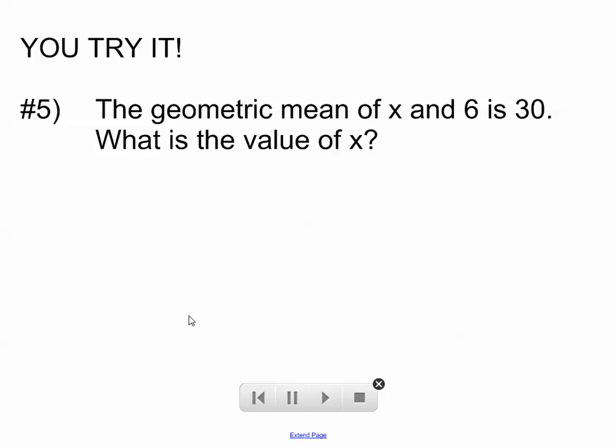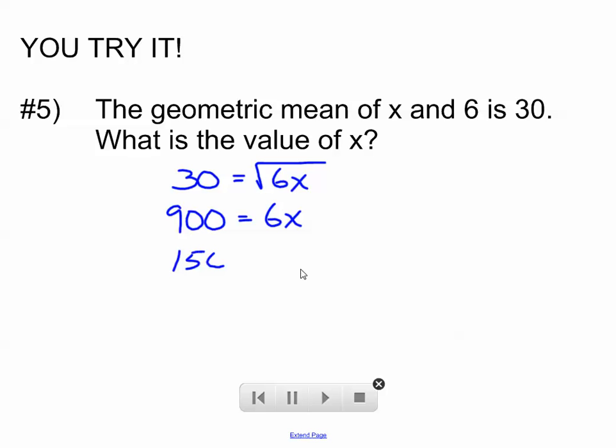Remember, geometric mean is the square root of the product of two numbers. So if they say the geometric mean is 30, then that would be the square root of the product of 6 and x. We square both sides and divide both sides by 6.